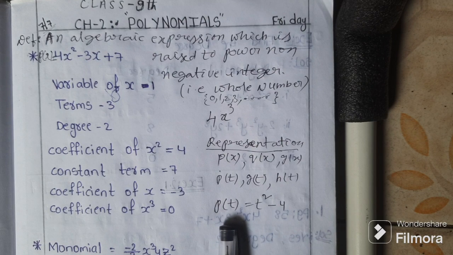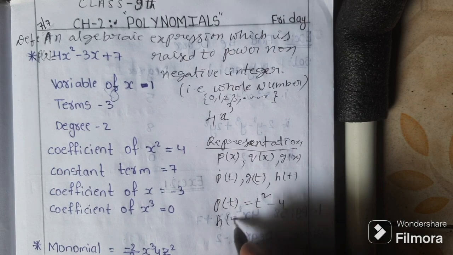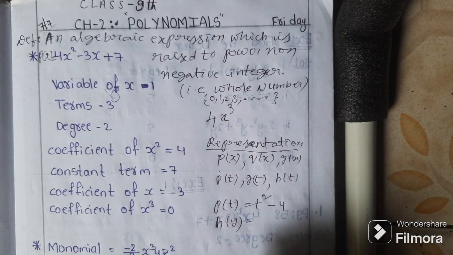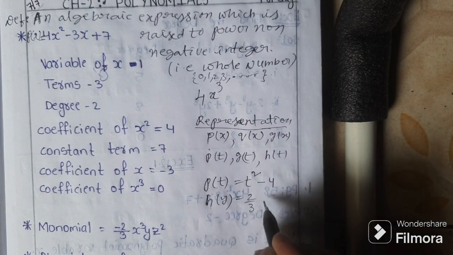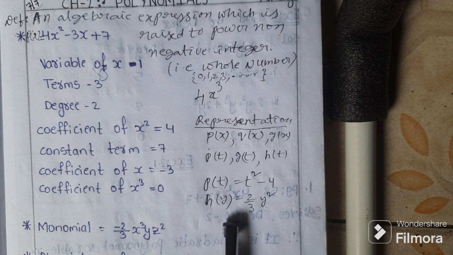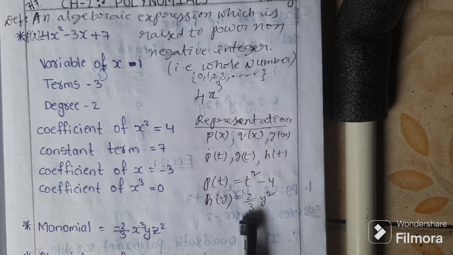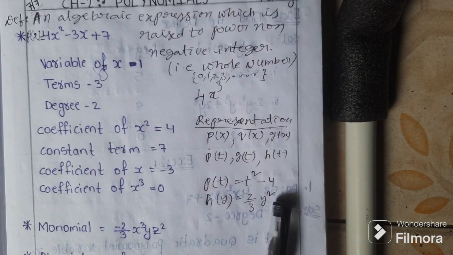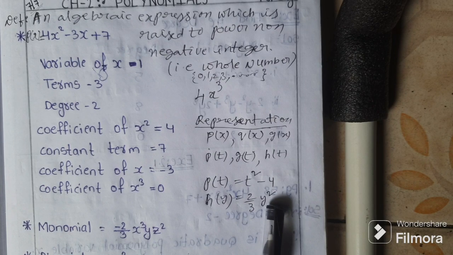In terms of h of y they have given, suppose h of y. You can understand from various examples easily. I am writing 2 by 3 y square. Here y is the variable. h of y is a polynomial. 2 by 3 is the coefficient. y is the variable. Its power is 2. So that's why its degree is 2.